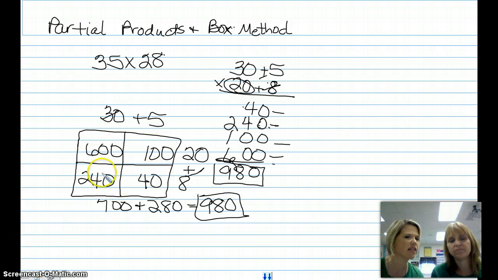So this is called the box method. It looks like a box. Original name, right? And then this is just partial products, because it's partial products that we're adding together. All right, so we're going to try one more so you can kind of see how it is. And that number is 42 times 19.